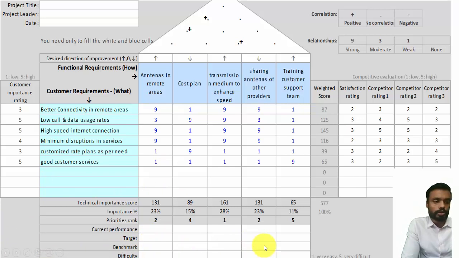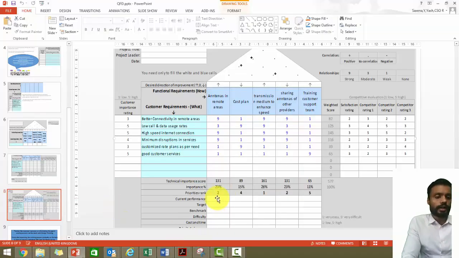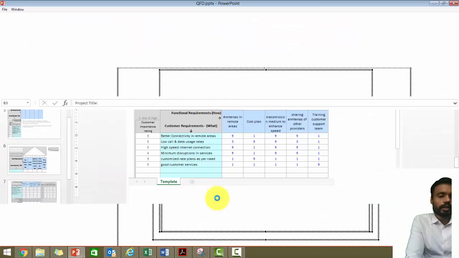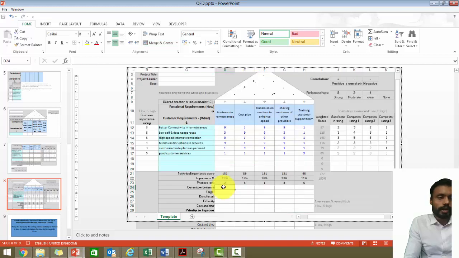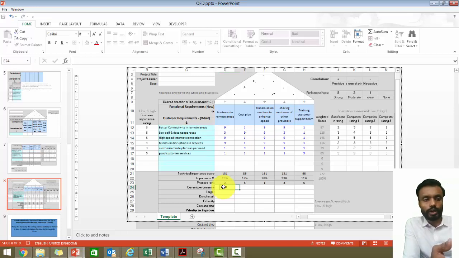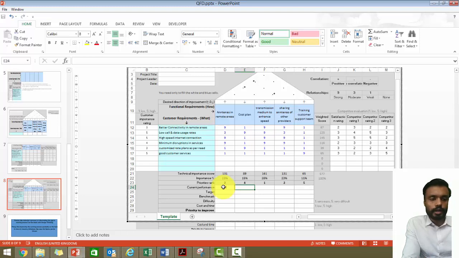So my current performance on number of antennas, if I say I have 70 antennas in remote areas. I have a cost plan. I mean, you can quantify it. For example, out of 100 cost plans, 30 cost plans are fairly competitive. Transmission medium to enhance the speed: probably I have about 20 transmission mediums with high speed and other transmission mediums for low speeds. Sharing of antennas, I am sharing 75 antennas with a service provider.